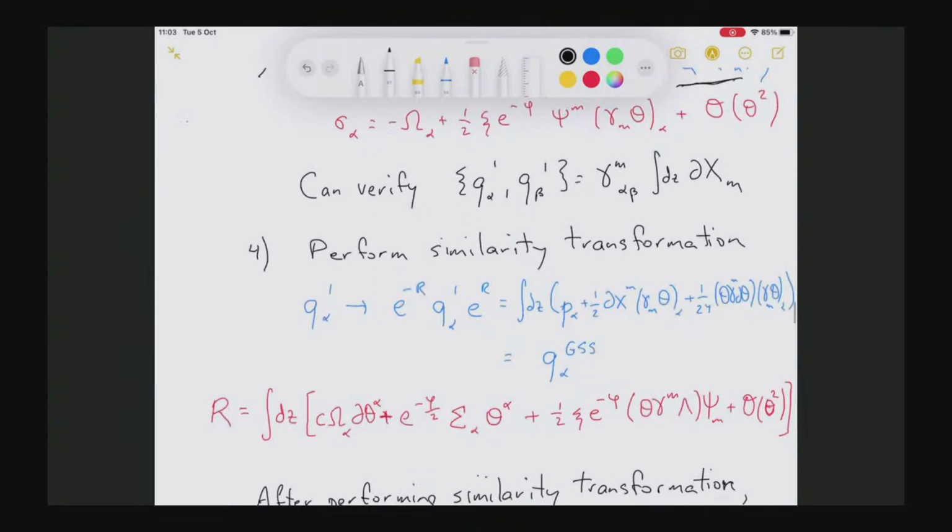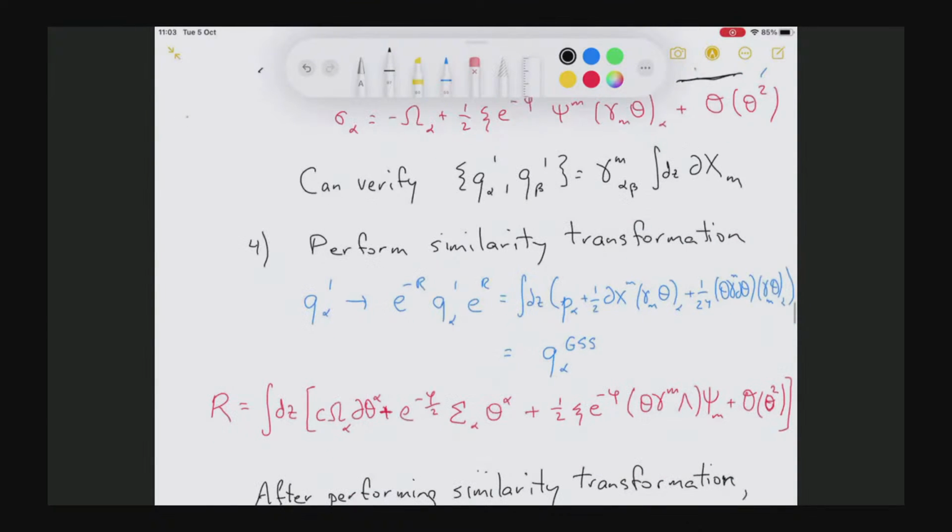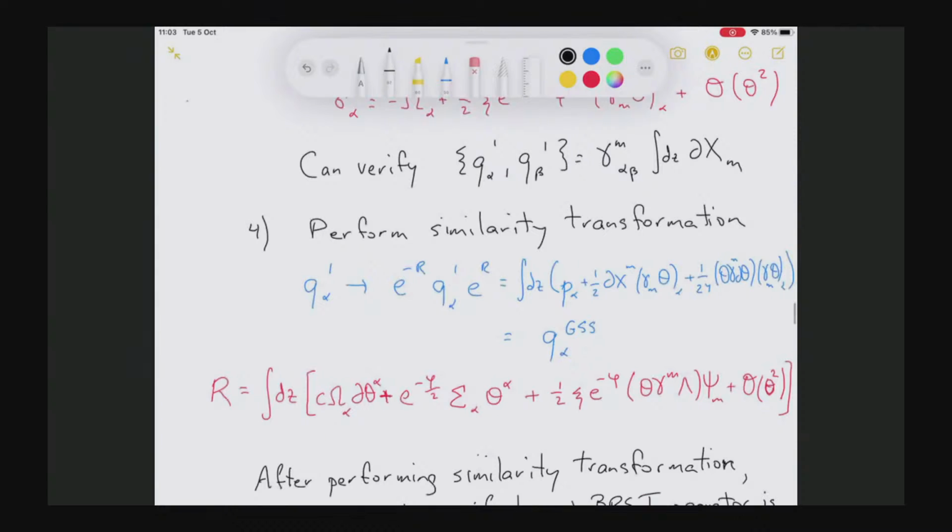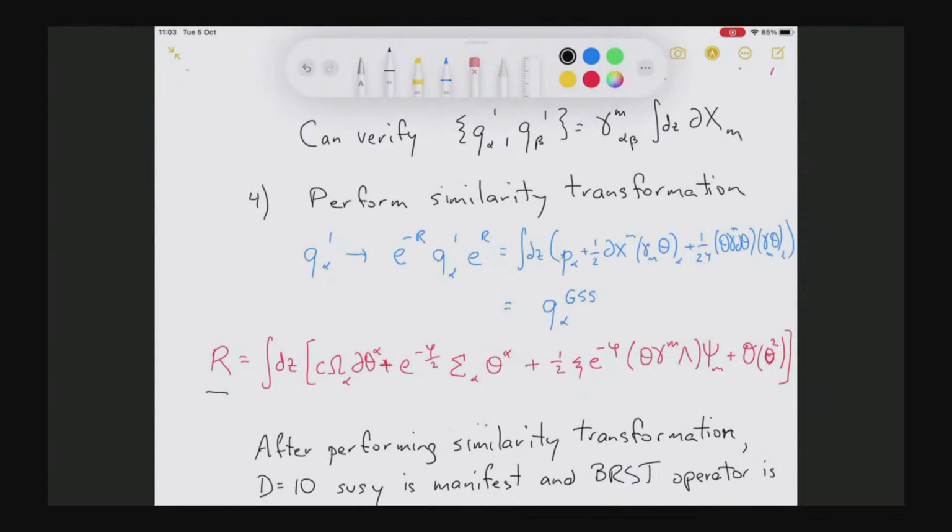Finally, we're going to perform a similarity transformation. So the similarity transformation is generated by this R. And that's also, of course, going to perform the same similarity transformation on the BRST operator. But when you do it on this space-time supersymmetry generator, you find that it just takes the form of the Green-Schwarz-Siegel space-time supersymmetry generator. So now the space-time supersymmetry transformations are precisely the same as they were in the Green-Schwarz or in the pure spinor formalism.